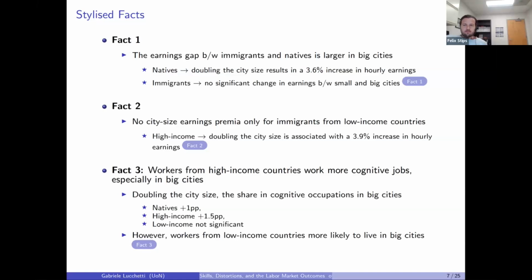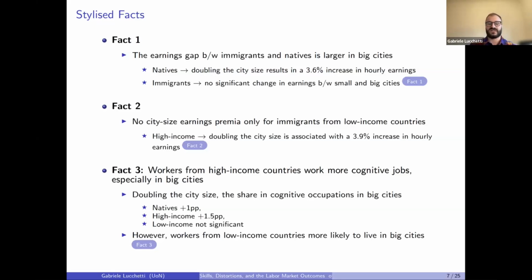Gabriele, do you think that fact 3 explains fact 1 and fact 2? Well, fact 3, yeah, that's a good question. Fact 3 helps me to match fact 1 and fact 2, but it's not completely explaining fact 1 and fact 2. The fact that there are distortions, like wedges, that immigrants face in local labor markets is also important, if that makes sense. All right, any other question?